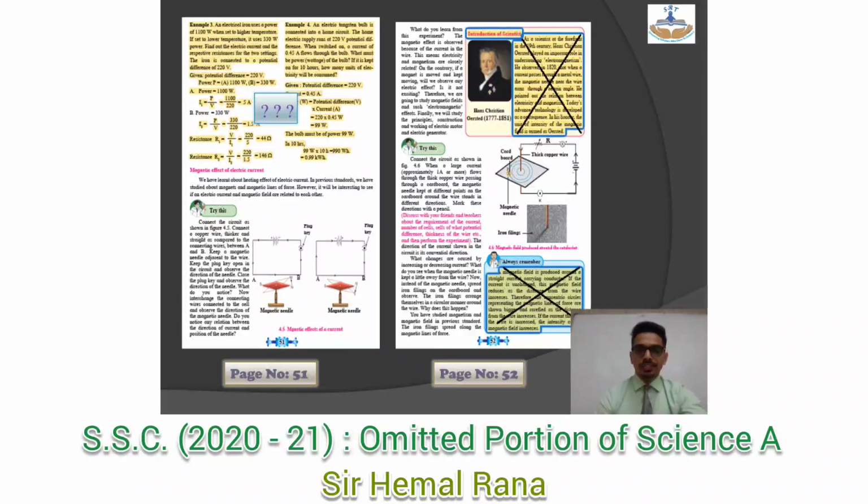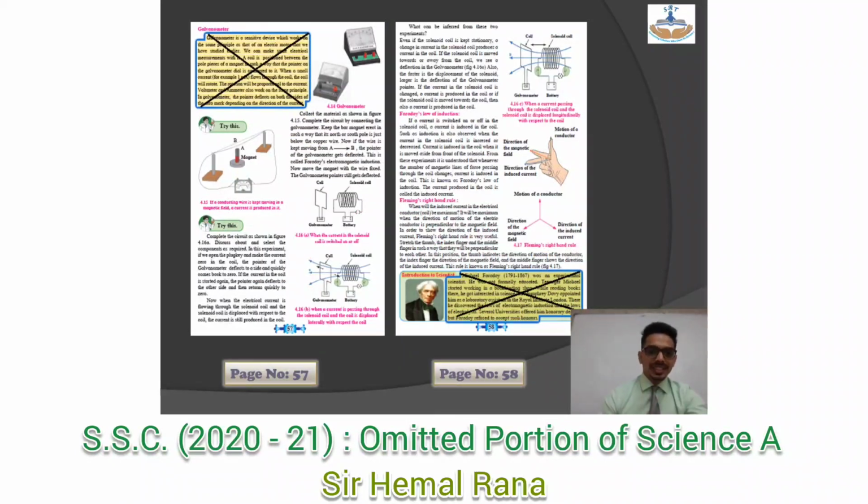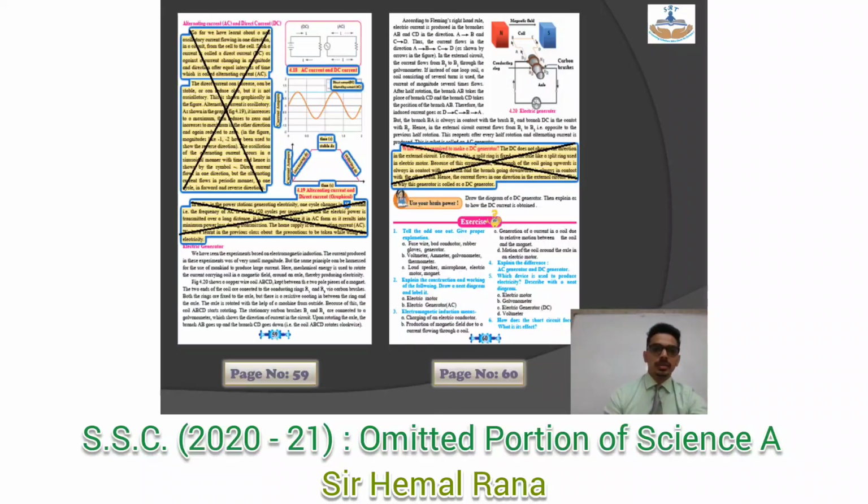Come to page 52, students. We do not have introduction to scientist, and on the same page 52, always remember is not there. So these 2 parts are omitted from page 52. Page 57, directly come to page 57. The first paragraph of galvanometer is not there. The remaining part is there on page 57. On page 58, students, the last introduction to scientist block has been removed from your syllabus.